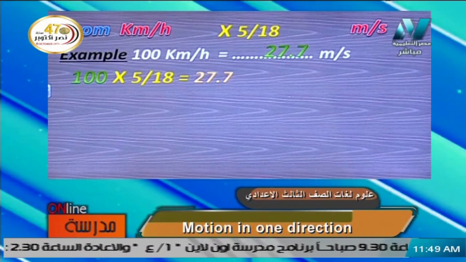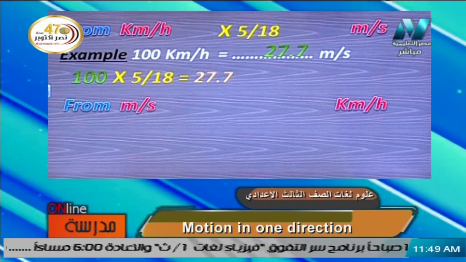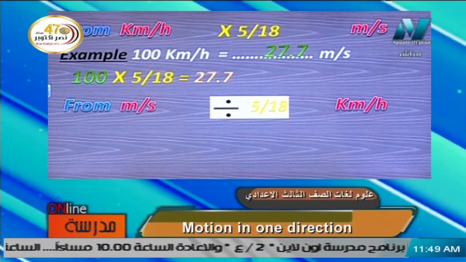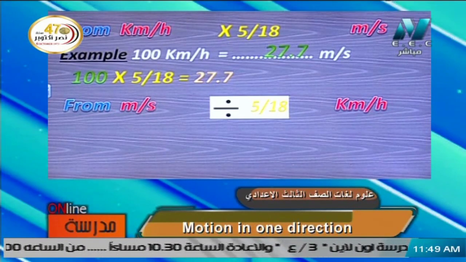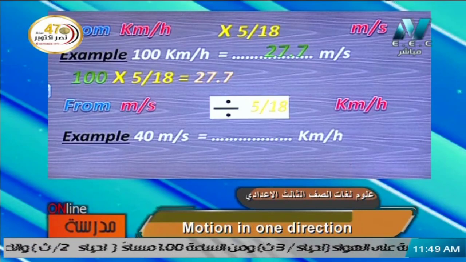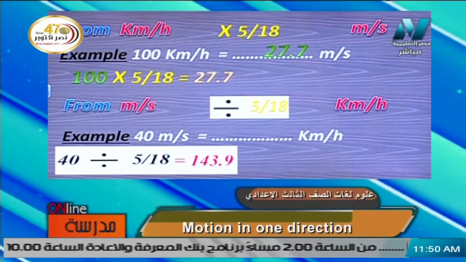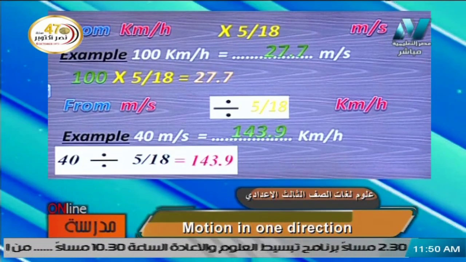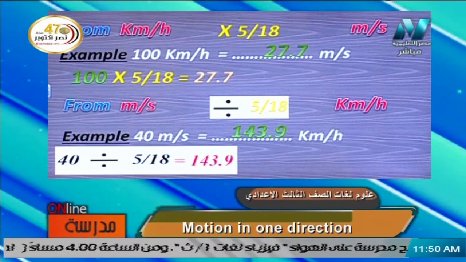Another conversion is from meter per second into kilometer per hour. We divide by 5/18. So from kilometer per hour to meter per second, we multiply by 5/18. But from meter per second to kilometer per hour, we divide by 5/18. As an example, 40 meter per second equals how many kilometer per hour? So 40 divided by 5/18 equals 143.9 kilometer per hour. So now we know how to convert kilometer per hour into meter per second and meter per second into kilometer per hour.